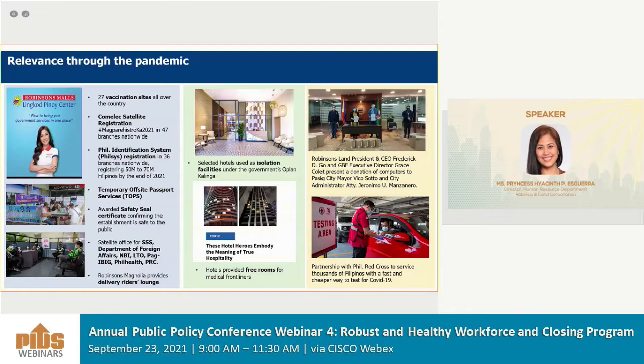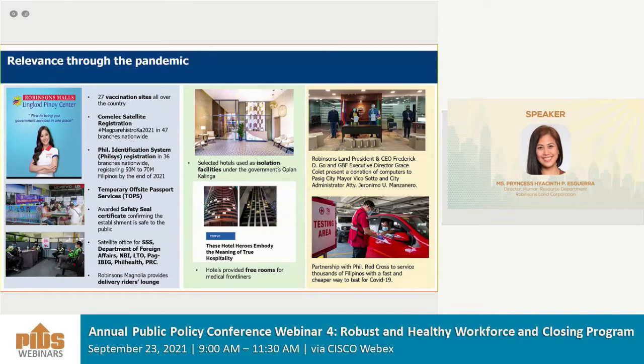And recognizing our frontliners, Robinsons Magnolia provided a delivery riders lounge for our riders who needed to rest. Our selected hotels are used as isolation facilities under the government's Oplan Kalinga. During the surge of the pandemic, the hospital capacity was not able to accommodate everyone, and we opened our hotels to partner with the government through Oplan Kalinga to accommodate patients who have mild and asymptomatic symptoms.